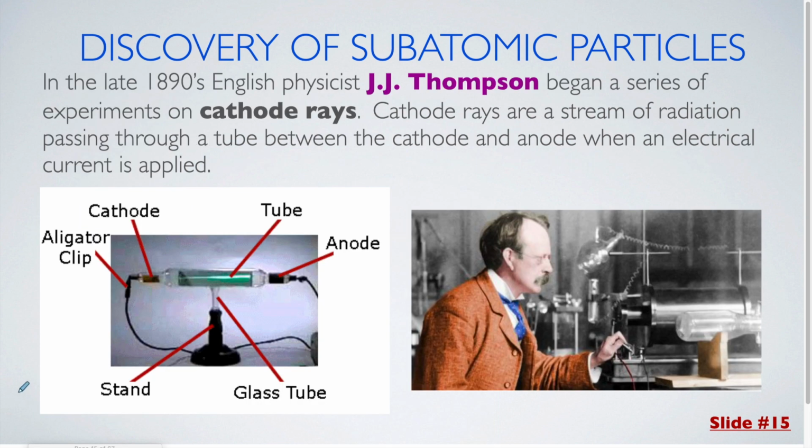In the late 1890s, English physicist J.J. Thomson began a series of experiments on cathode rays. Cathode rays are a stream of radiation passing through a tube between the cathode and anode when an electrical current is applied. Here you can see a diagram of a cathode ray tube. So when the current is applied, you see this green laser beam going from one side of the tube to the other. So that is our cathode ray.